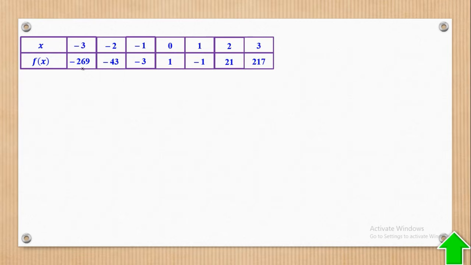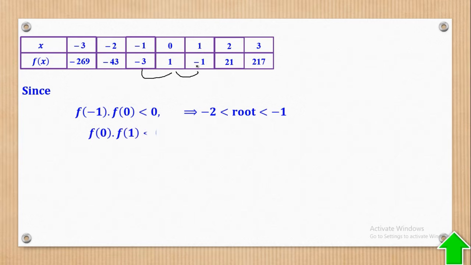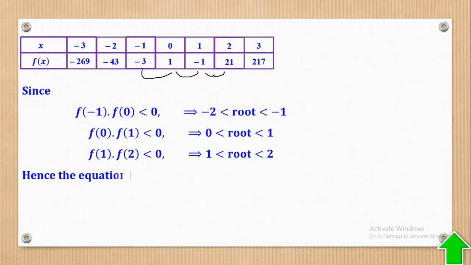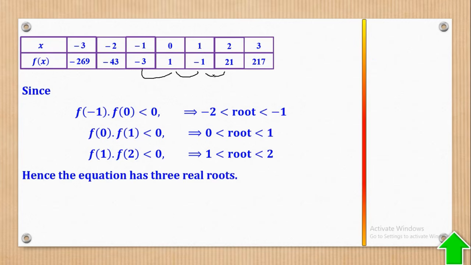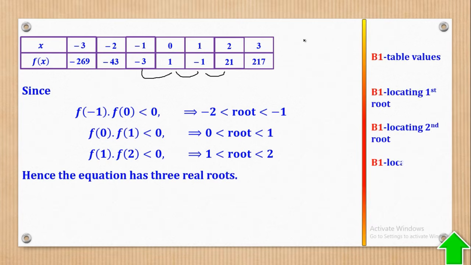Then we shall identify that there is a change from here to here, meaning that there is a root between -1 and 0. Then also there is a change of sign from here to here, meaning that there is a root between 0 and 1. Also a change of sign from here to here, meaning there is a root between 1 and 2. So hence that is what they wanted. So let's see how marks can be awarded. So B1 for that table values, B1 for this, B1 for this, B1 for that.